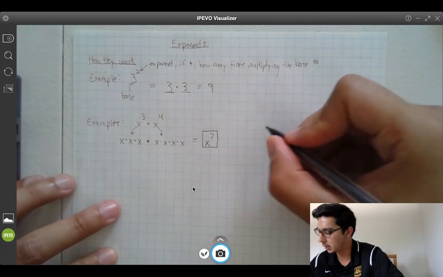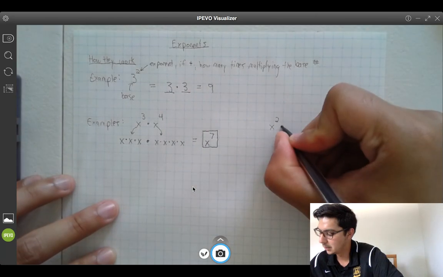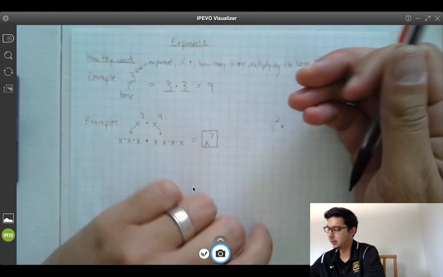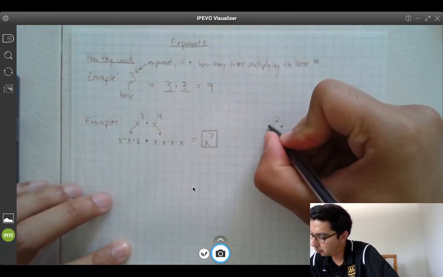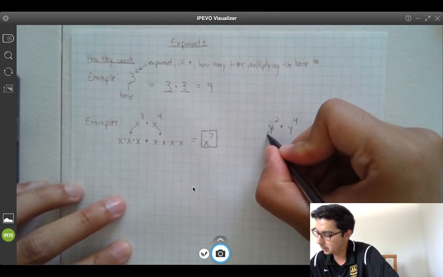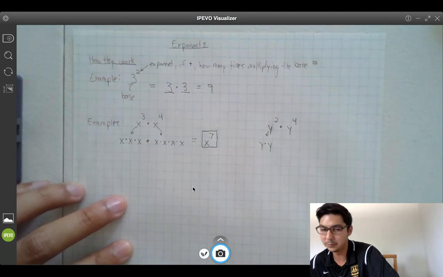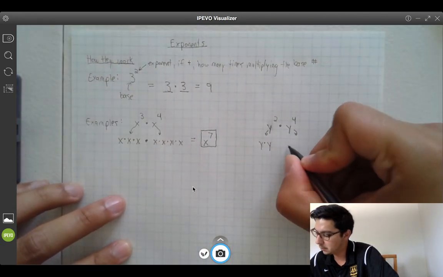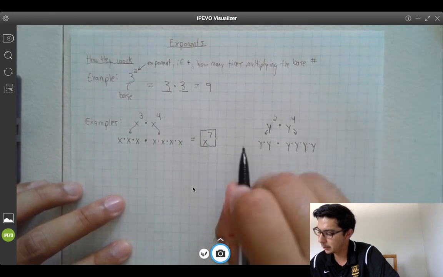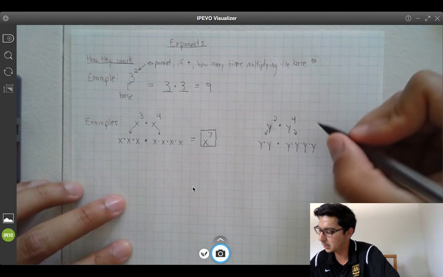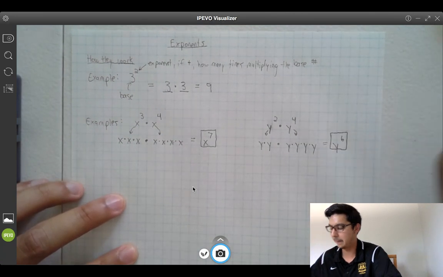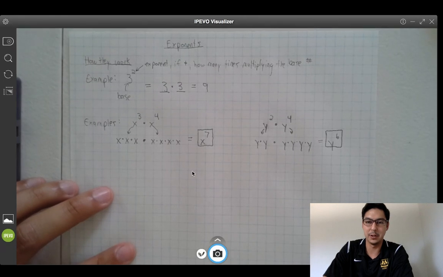To go one more example, say it was x to the second, or let's not even use x. Let's say we did y to the second times y to the fourth. Well, this means y times itself 2 times. This means you multiply by itself 4 times. We're multiplying these two expressions together. Well, how many are there total? 1, 2, 3, 4, 5, 6. So we could actually just write y to the 6th. Okay. So there's some examples there.